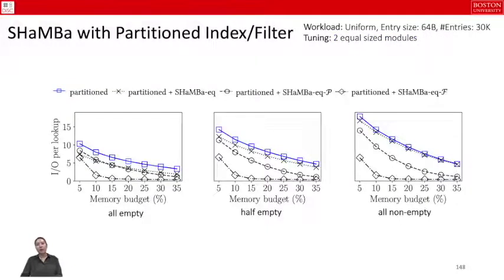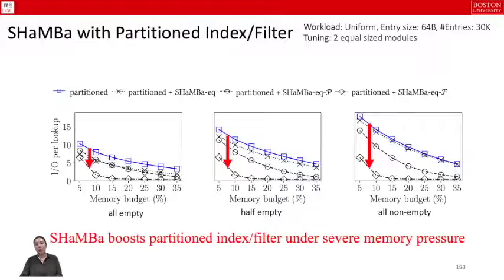In this experiment, we implemented Shamba into partitioned index and filter. Partitioned index and filter is introduced for memory pressure. Thus here, we further reduce the memory budget from 5% to 35%. As shown in this experiment, Shamba boosts the performance of partitioned index and filter under severe memory pressure.